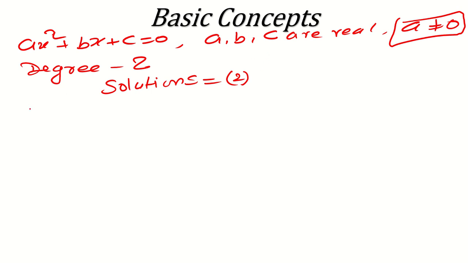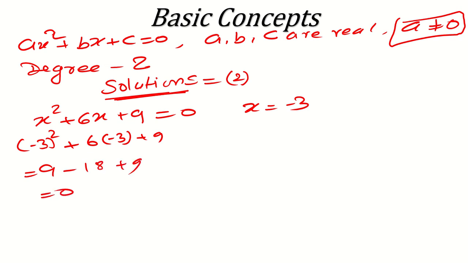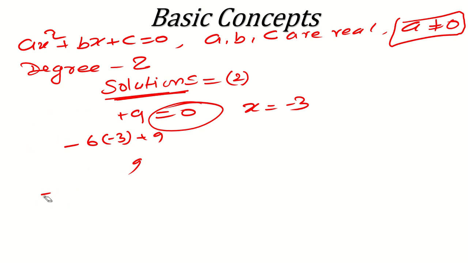Now what do you mean by the solution? Many times I use this word. Solution means any value of the variable which satisfies this equation. For example, if I write here x square plus 6x plus 9 equal to 0, can you think of one value, like if I say x is equal to minus 3? If you put x equal to minus 3, it becomes minus 3 square plus 6 times minus 3 plus 9, and then it will become 9 minus 18 plus 9. It means 0. So you see here we got 0 and here also we have 0. So the value of the variable for which left hand side is equal to right hand side is called the solution.